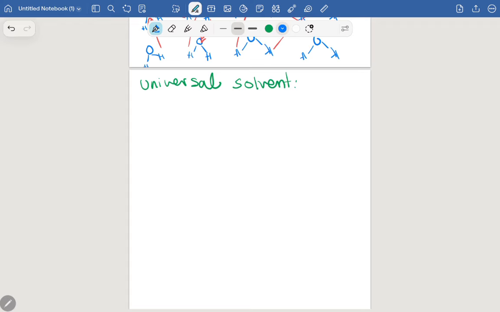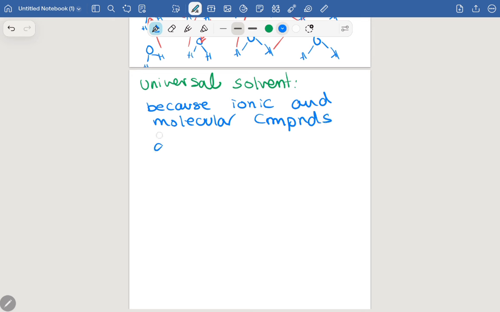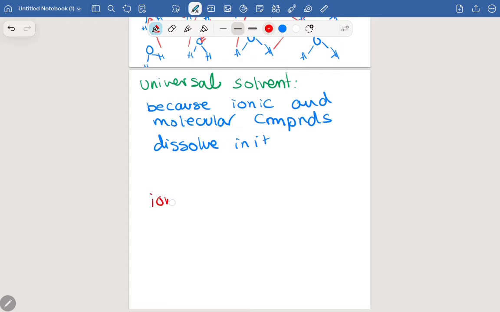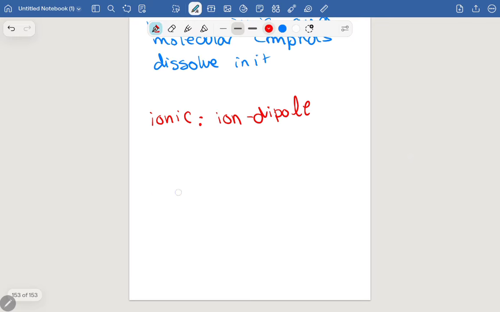Because ionic and molecular compounds dissolve in it. Now, in water, if we're talking ionic-wise, there's gonna be what? There's gonna be an ion-dipole interaction. For example, let's say we have NaCl, we separated Na plus and Cl minus, and then we have a water molecule. Look what happens.